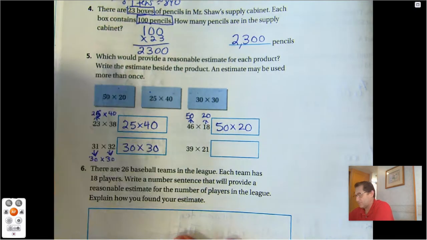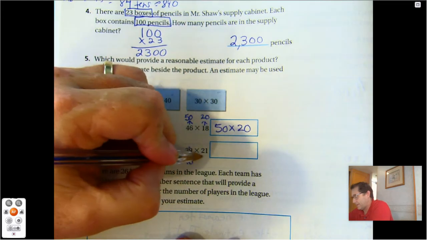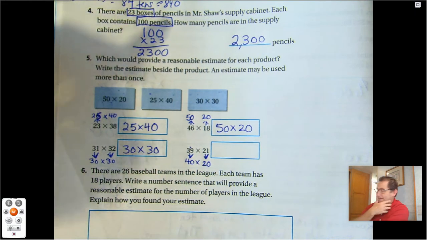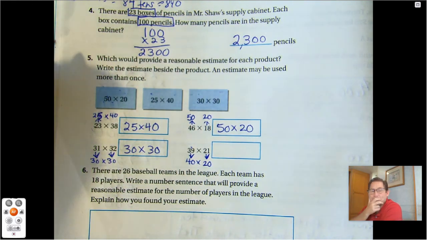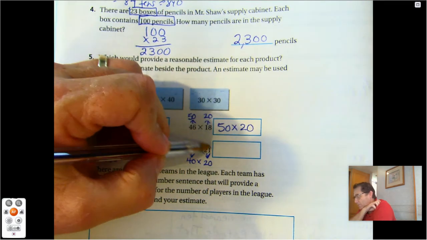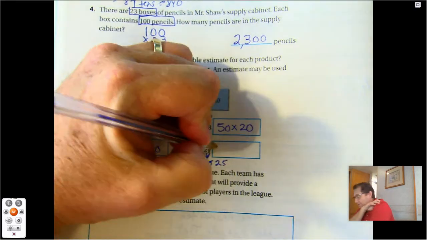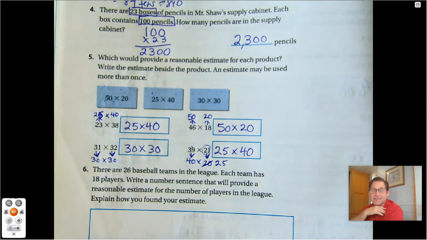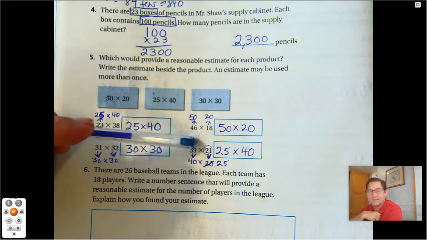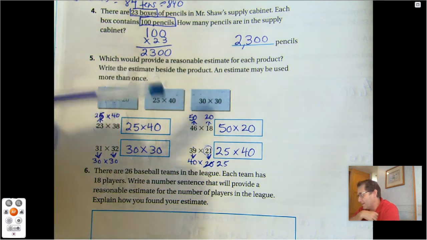And the last one, 39 times 21. If we round 39 up to 40 and 21 down to 20, 40 times 20. Well, again, I don't see a 40 times 20. So what did they probably do? They probably turned the 21 into 25. So we're going to put 25 times 40 as the best estimate for that one. You wouldn't round this to 30. That would really distort it, and 39 is not close to 50. So the closest, most reasonable one is 25 times 40.